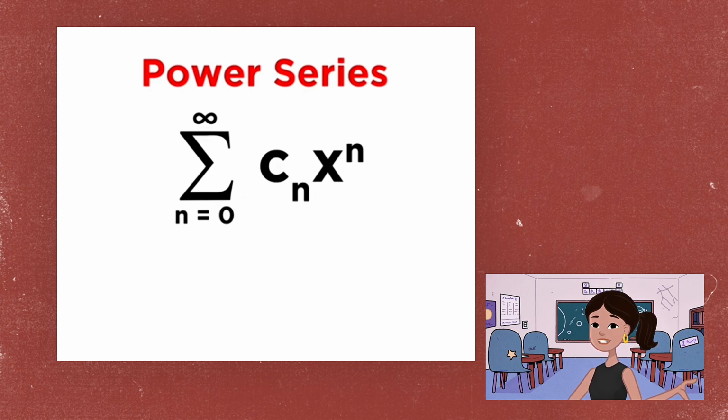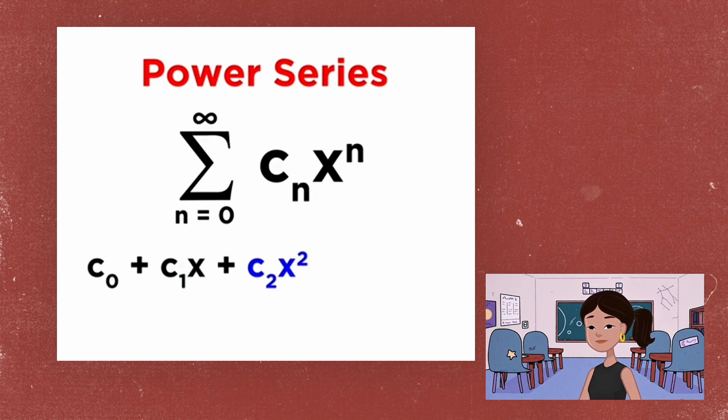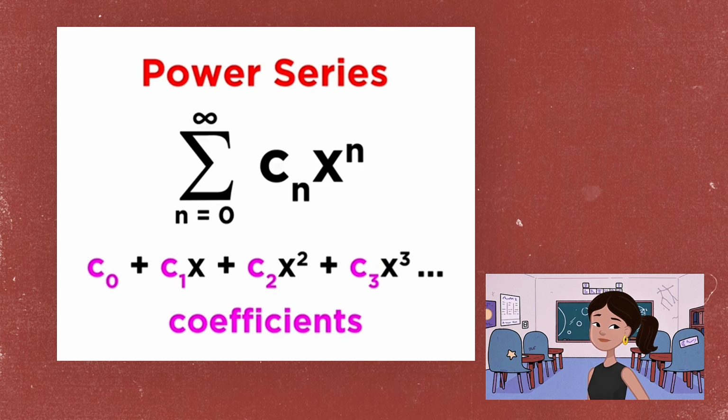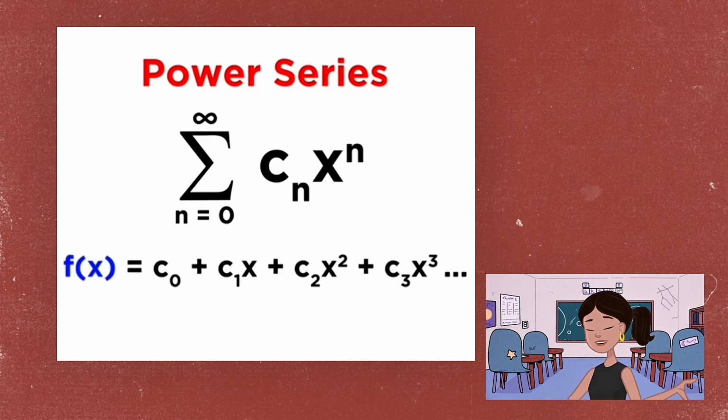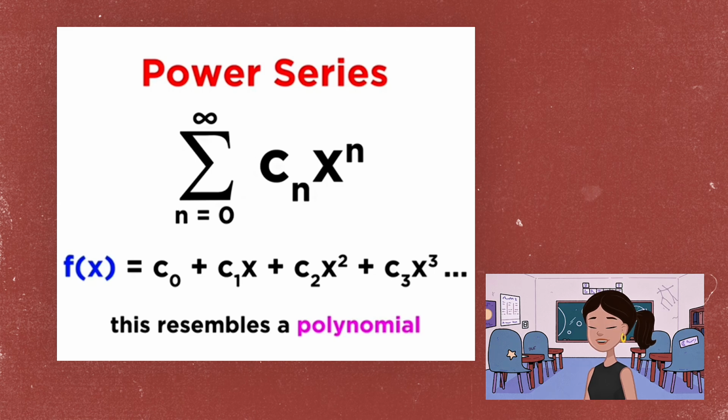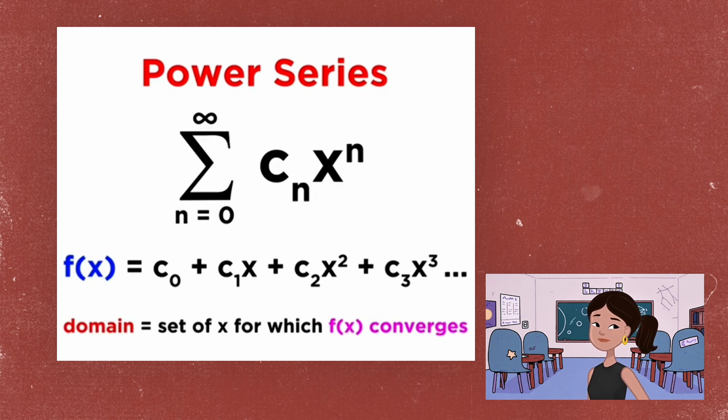A power series takes the form the sum of c sub n times x to the nth power from n = 0 to infinity. So we get c0 with no x because x to the 0 is 1. Then the next term is c1 times x, then c2 times x squared, and so on. The c's are constants that we'll call coefficients, and the sum of this series can be represented by a function, f of x. We'll just add up all the terms, resulting in what looks like a polynomial with infinite terms. Then the domain of this function is the set of all x values for which the series converges.